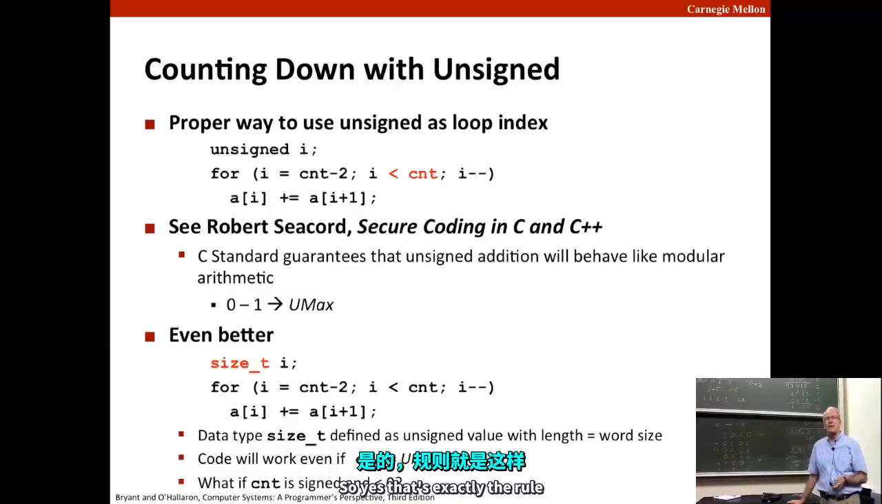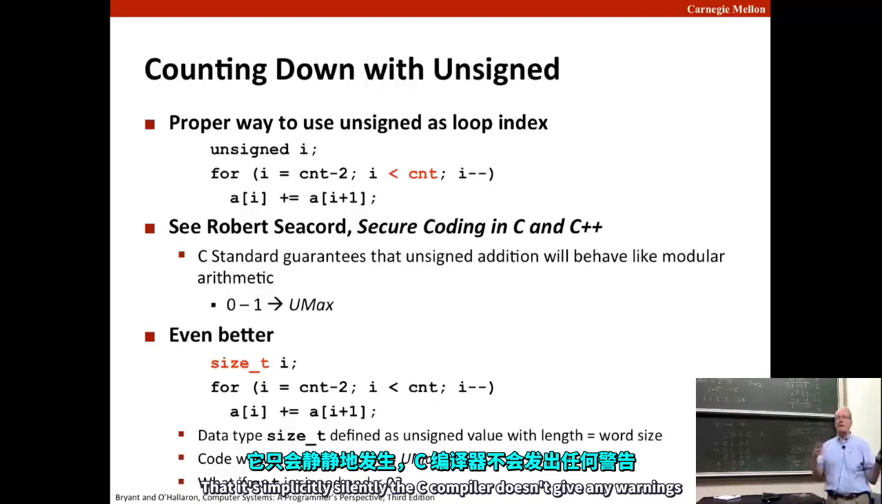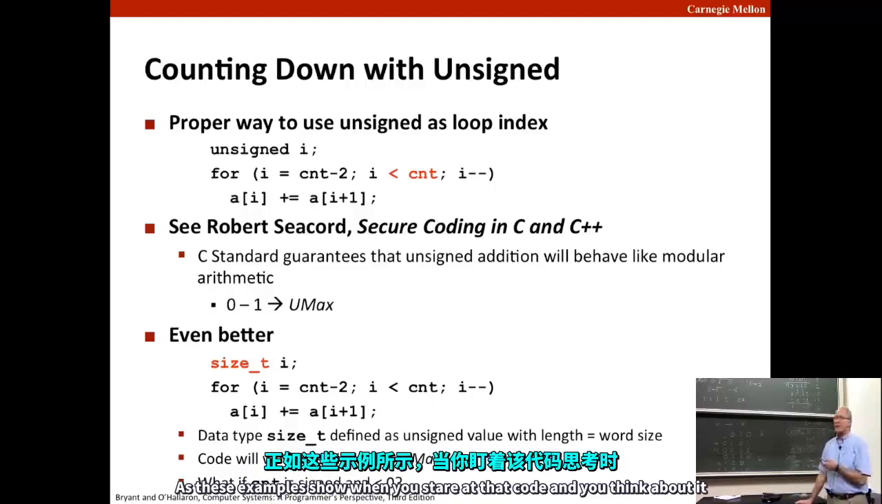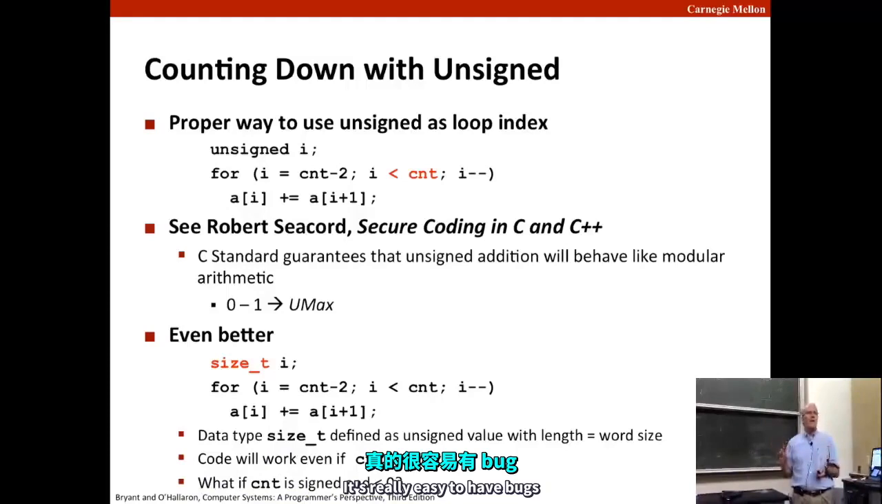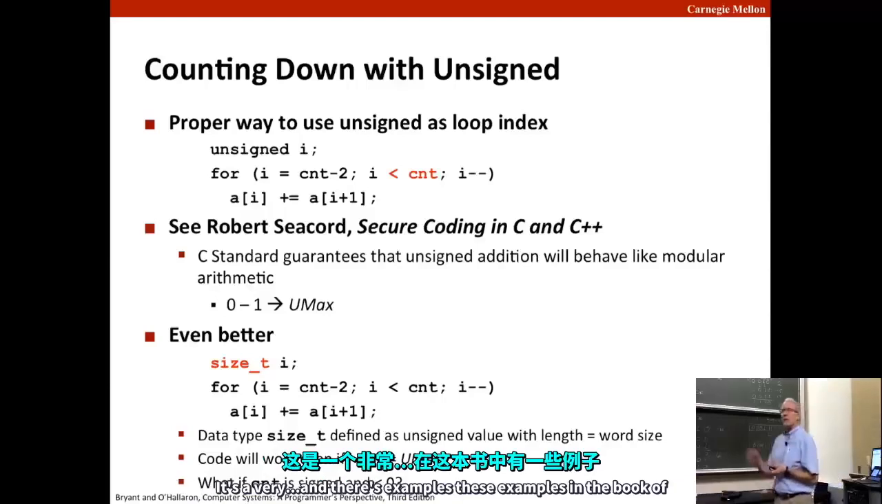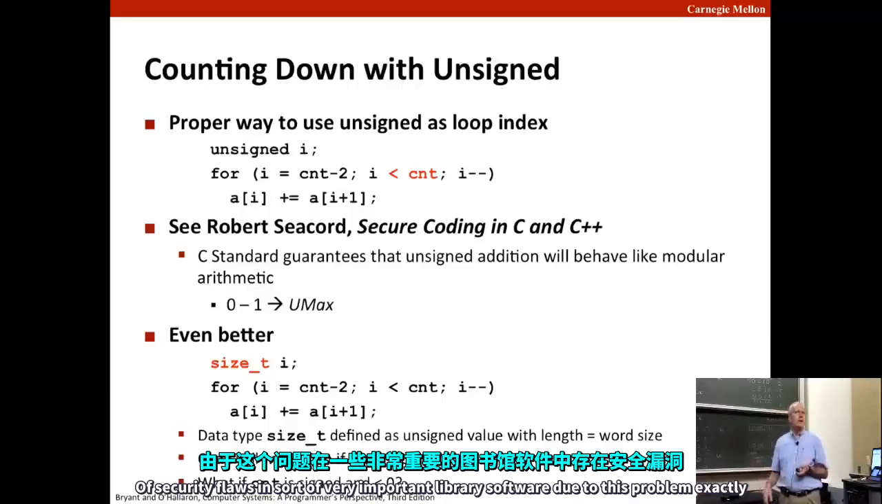Right? So yes, that's exactly the rule: it's implicitly, silently cast, and the C compiler doesn't give any warnings. You'll never know. It casts it to unsigned. And as these examples show, when you stare at that code and think about it, it's really easy to have bugs that you can look at 1,000 times and not realize it's a bug. There are examples in the book of security flaws in very important library software due to exactly this problem.